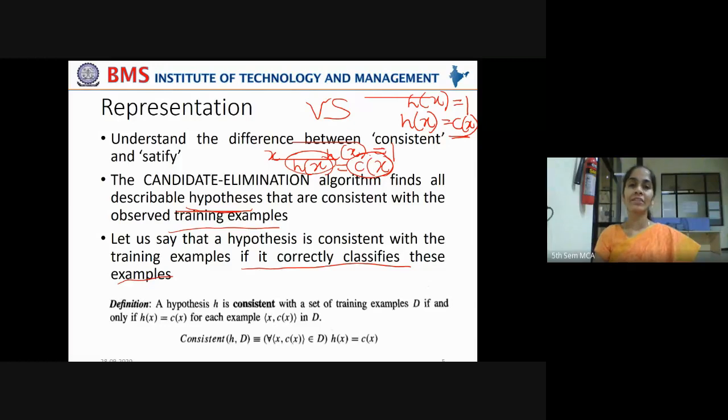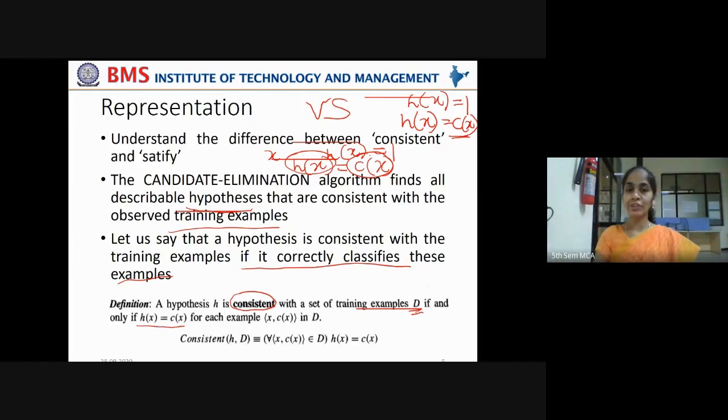Let us say that a hypothesis is consistent with the training examples, meaning in accordance with the training examples, if it correctly classifies these examples as positive or negative. And it is interested only in positive examples, not negative examples. Now, based on this knowledge, let us understand the formal definition of consistent. A hypothesis h is consistent with a set of training examples D if and only if h of x equal to c of x.